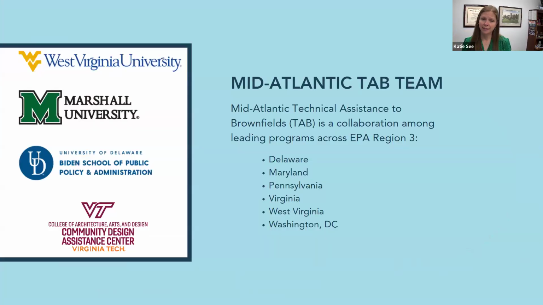So Mid-Atlantic TAB consists of 4 partners. We here at West Virginia University are the lead, and we are assisted by our partners at Marshall University, the University of Delaware School of Public Policy and Administration, as well as the Virginia Tech Community Design and Assistance Center. And so again, we provide assistance that is all free for EPA Region 3, and that consists of Delaware, Pennsylvania, Maryland, Virginia, West Virginia, and DC. Next slide, please.